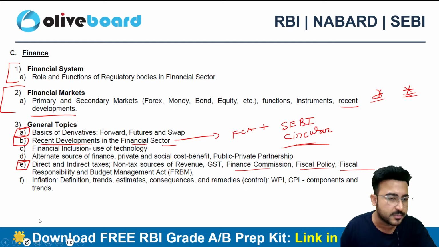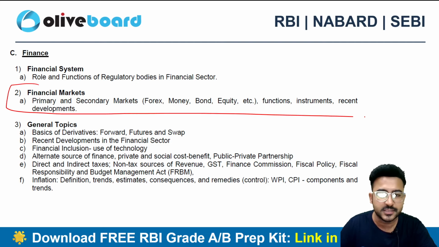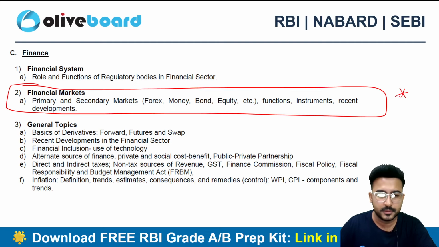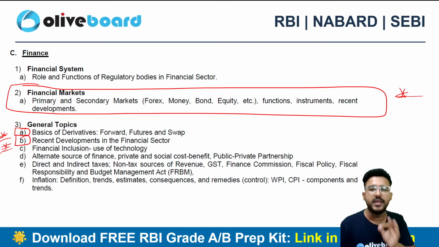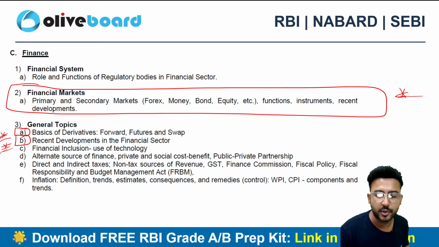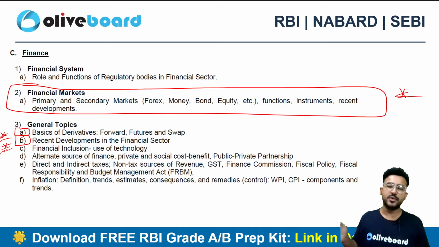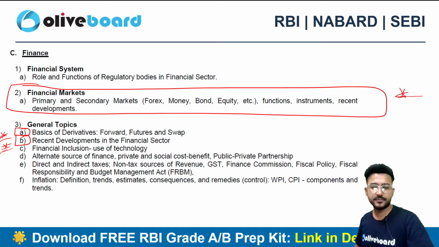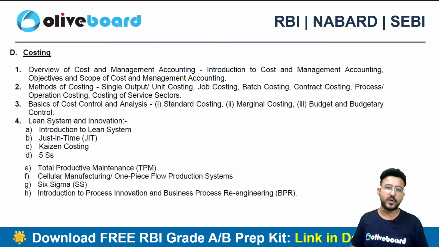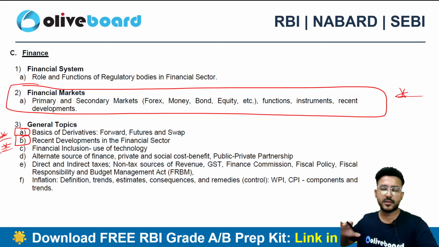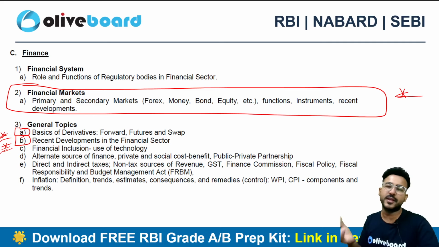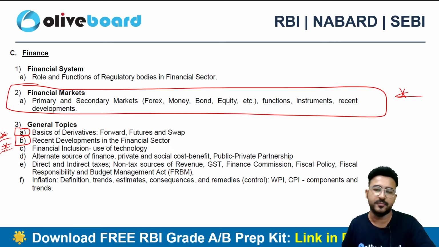So I will say that the most important chapter here that you need to study is financial market. Then it is derivatives. Then recent developments in the financial sector. I will say that the majority of the questions will come from these three topics, right? Majority of the questions you can see in your examination from these three areas. Next, coming to the costing, again it is a mix of, finance is a mix of, I can say 60 to 70% theory, the rest 30% can be practical as well, right? But more than the majority of it is theory.